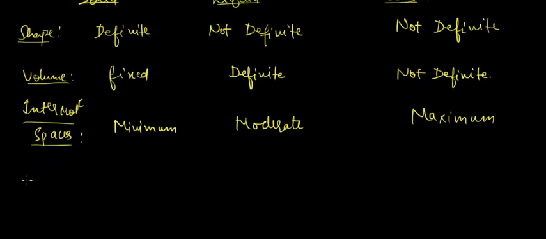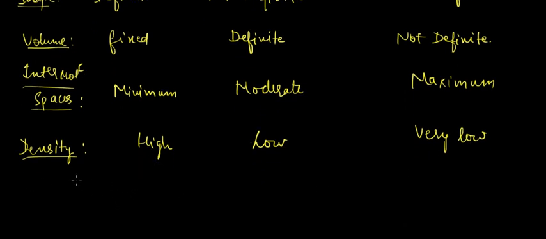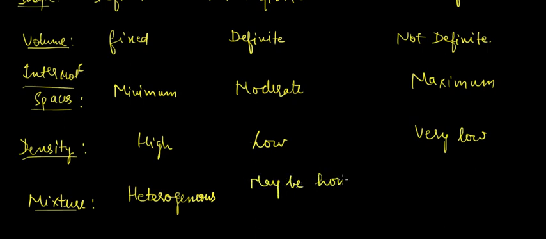Next, let's talk about density. Density of solids is high, for liquids it is low, and for gases it is very low. Next, let's talk about the mixture. A mixture of solids is heterogeneous in nature. For liquids it may be homogeneous or heterogeneous. And for gases it is always homogeneous.